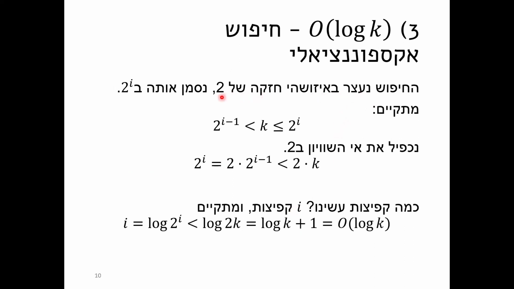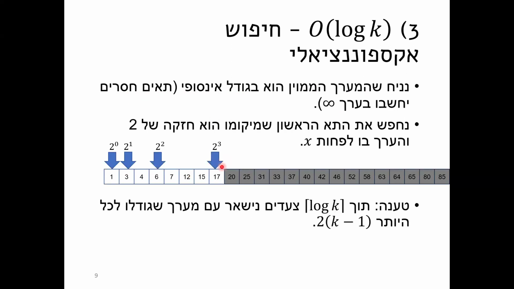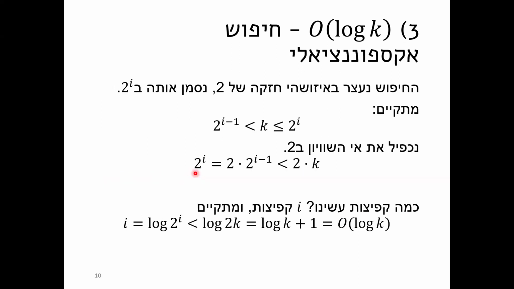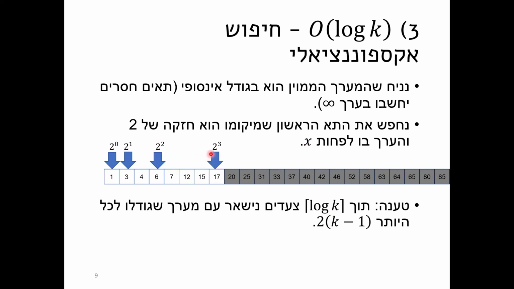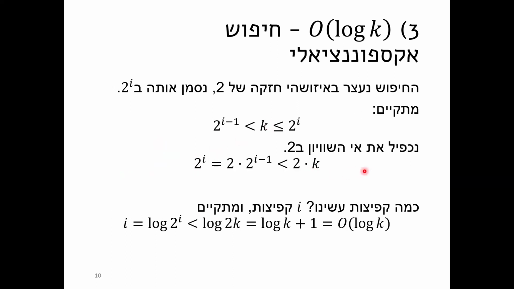The search stops at some power of 2, denoted by 2 to the power of I. Remember that the place it stops, it's larger than x that we're searching for. And now we know that k is between 2 to the power of I minus 1 and 2 to the power of I. Now let's just take the first side of the inequality and times it by 2. So we get this part times 2, which equals 2 to the power of I. We want an upper bound for 2 to the power of I. That upper bound is 2 times k.